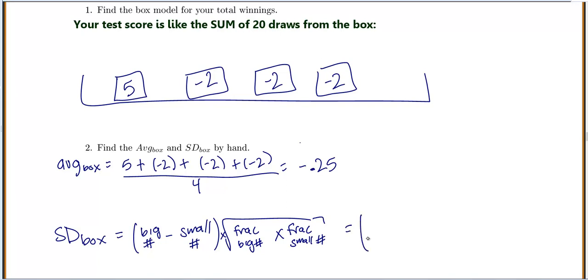So big number, 5 is the bigger number. So 5 minus a negative 2, times the square root. So fraction with the big number, there's one 5 out of a total of 4, so 1/4. Times, now the fraction with the small number, there are 3 tickets that have the negative 2, so 3/4. Put this in your calculator. Don't forget to put parentheses inside the square root. And we get 3.03.